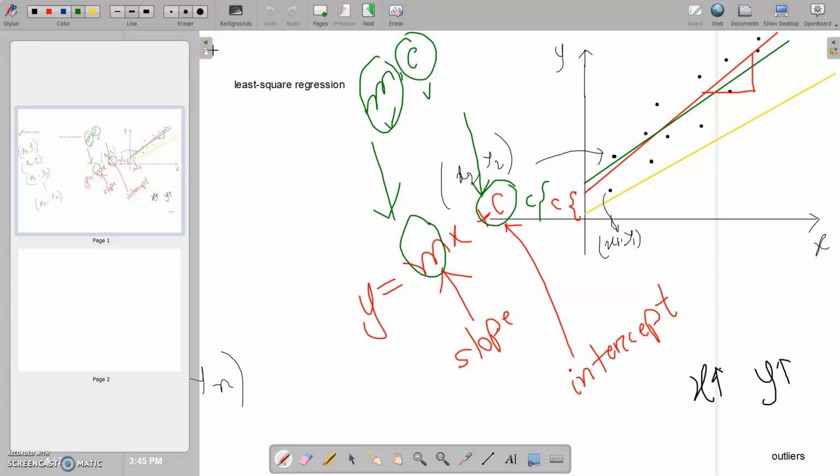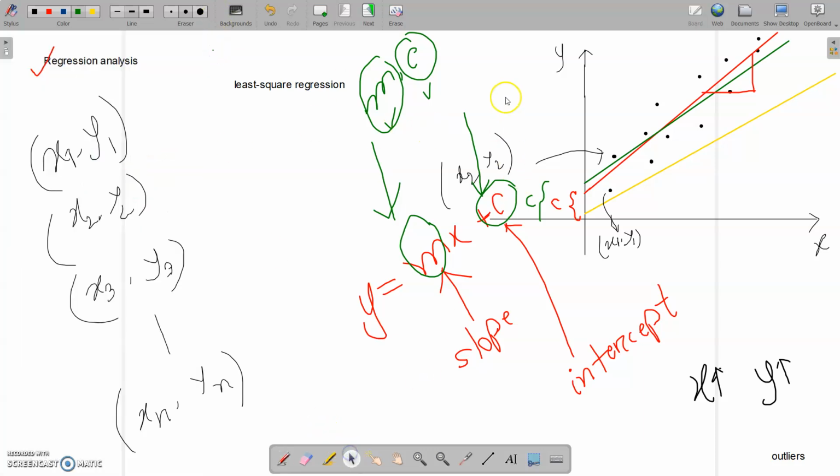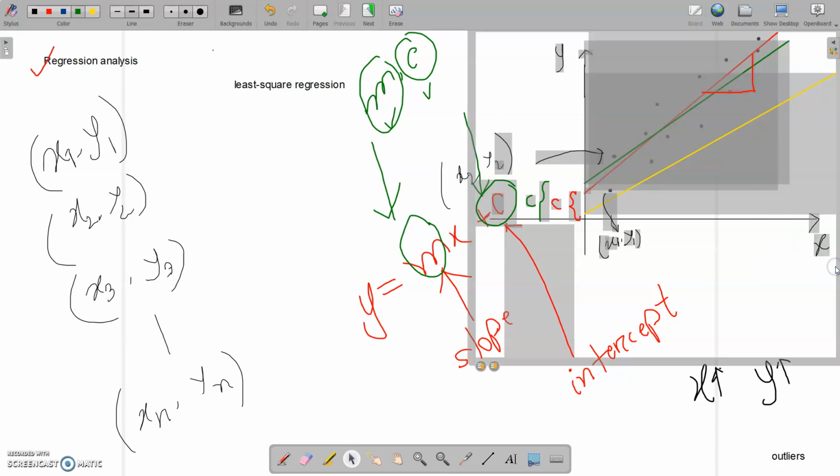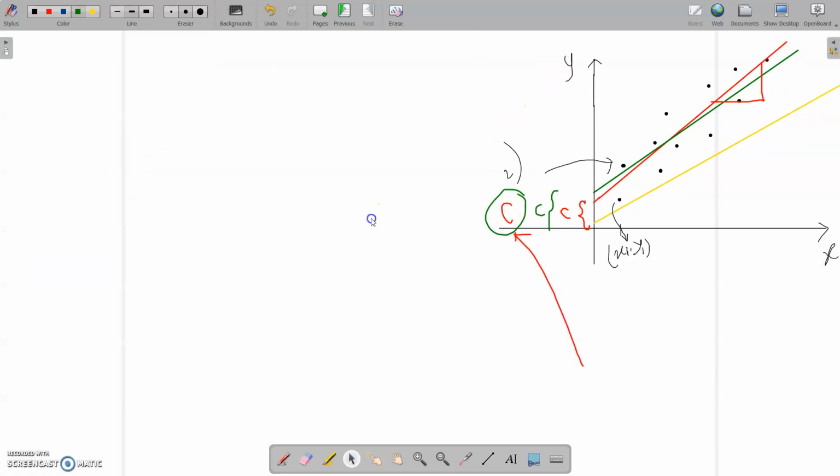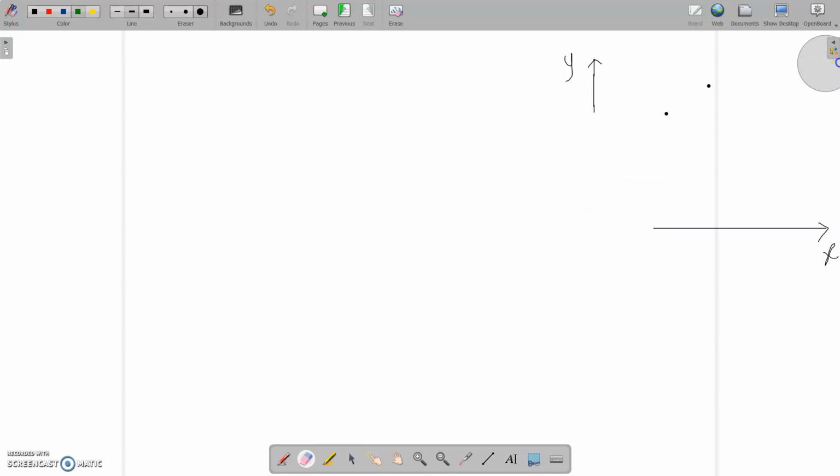Now we cannot work with so many lines. Let's just work with only one line. So the points are like this.